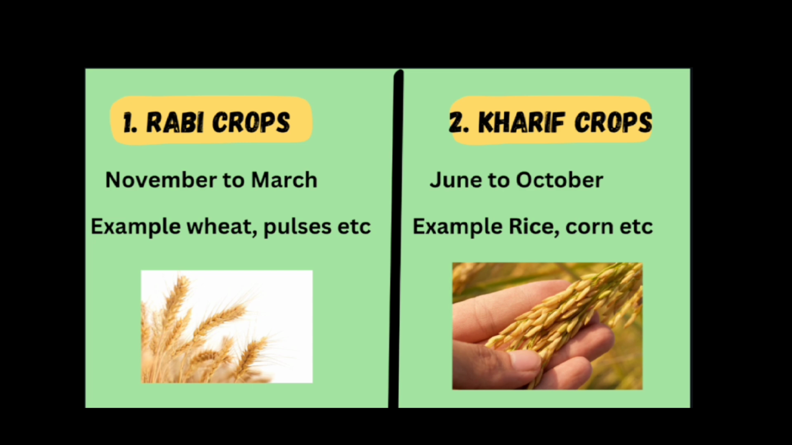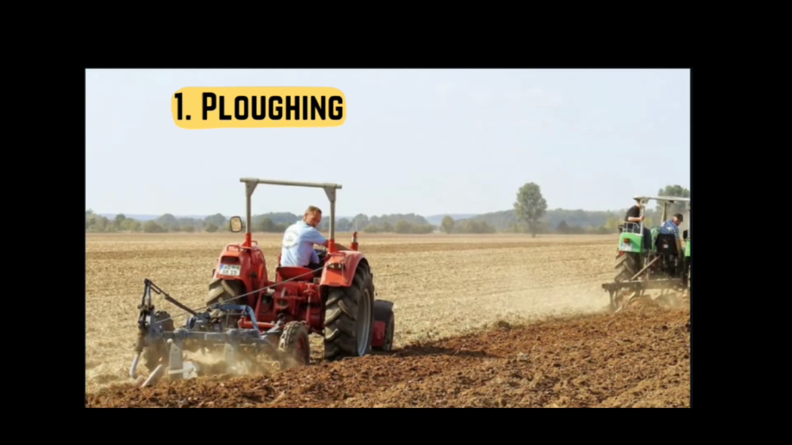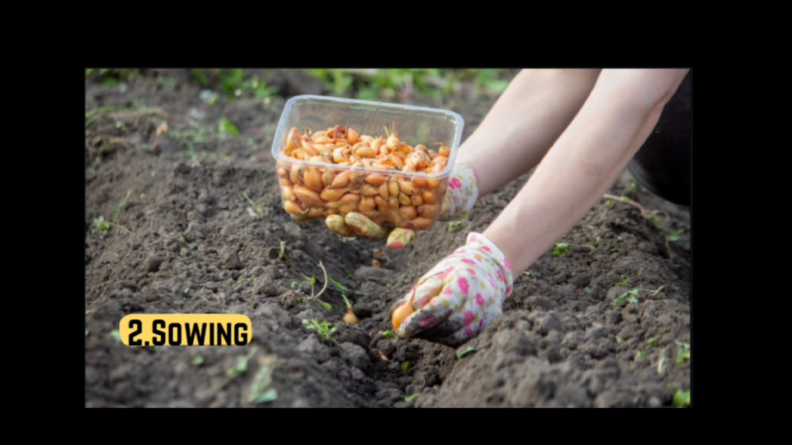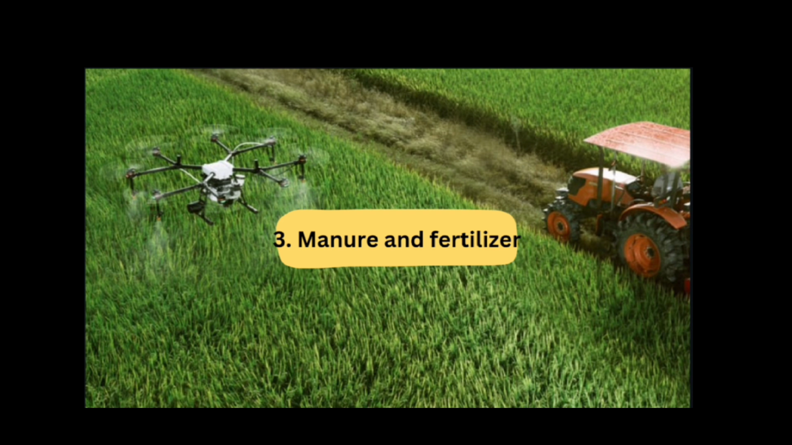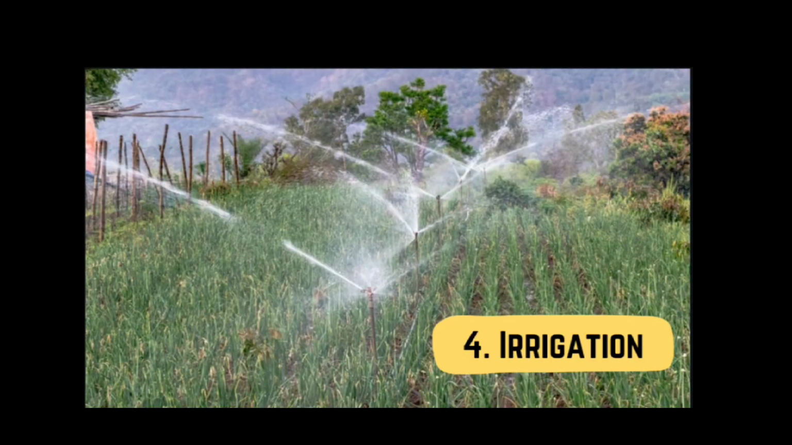Stages of agriculture. Growing crops involves various stages. The first stage is ploughing. The field is ploughed to loosen the soil for the circulation of air. Next, sowing. Seeds are sown in the ploughed field. Third, manure and fertilizers are needed to provide nutrients to the soil. Fourth step, irrigation. Water is very necessary.